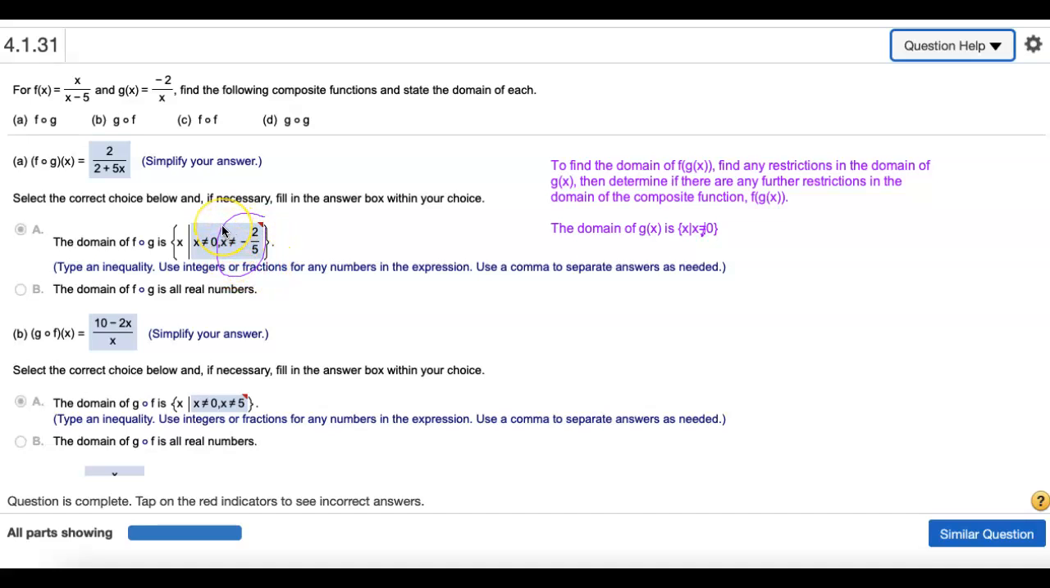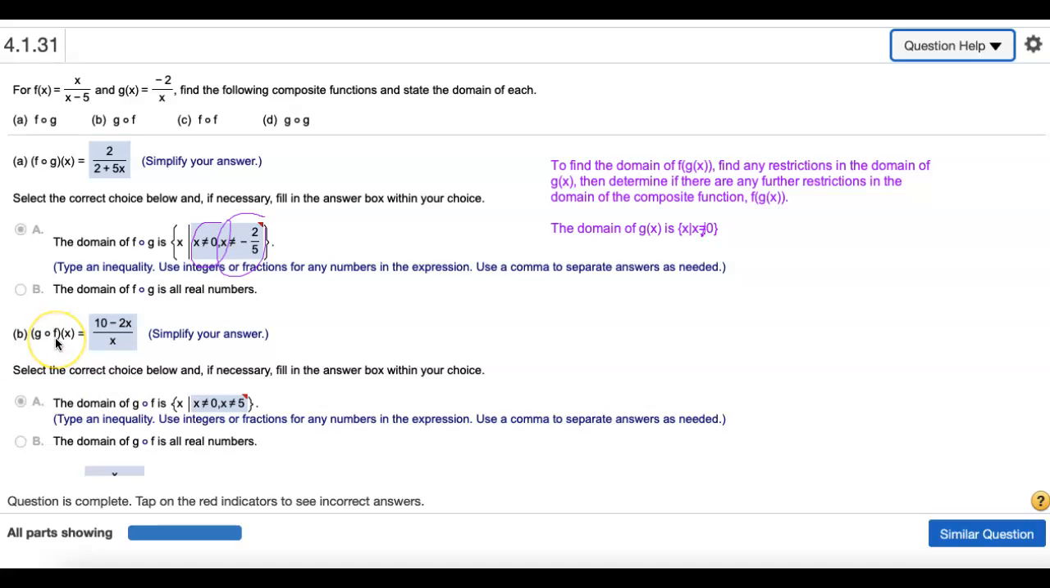Just notice that in order to state the domain of the entire composite function, we have to include both the restrictions of the inner function and any restrictions added by the composite, this new composite function. So let me show you at least one more of these, like this one here in part B.